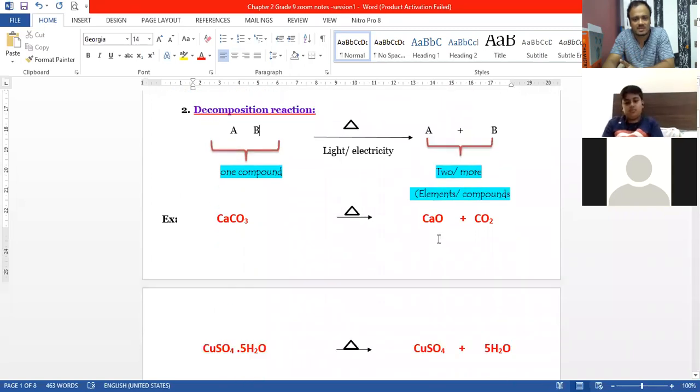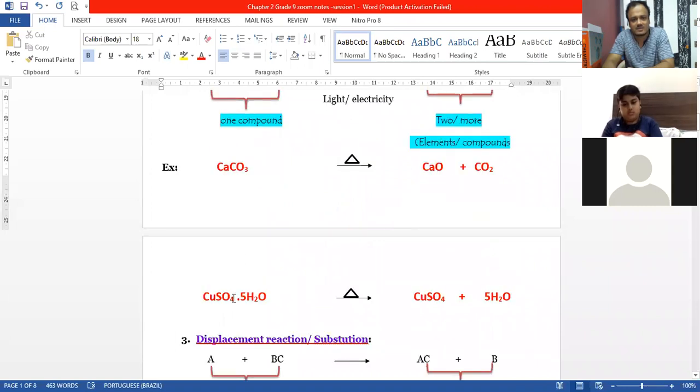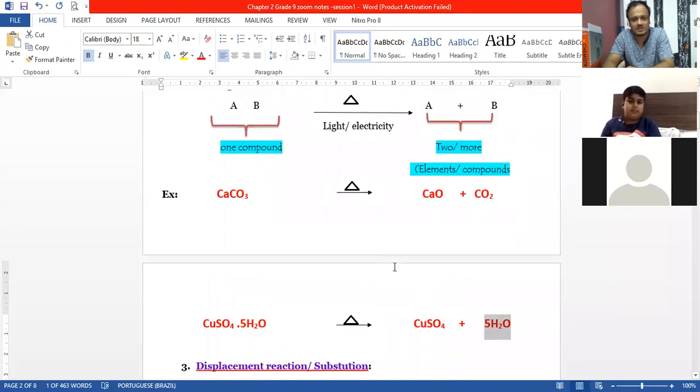A very simple example of decomposition reaction is the decomposition of calcium carbonate. Calcium carbonate decomposes to give two compounds, calcium oxide and carbon dioxide. Similarly, we have another example, copper sulfate pentahydrate, that is CuSO4.5H2O, which undergoes thermal decomposition to give copper sulfate and water. These two are examples of compounds which break to give two more compounds. So this is an example of decomposition reaction.